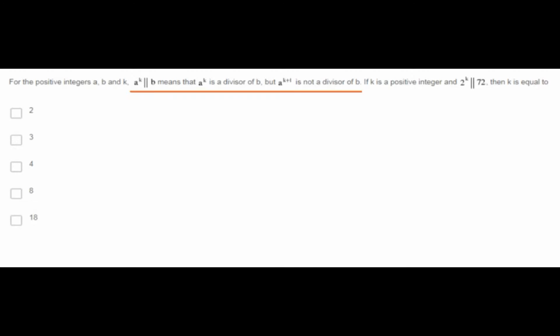So here, according to the rules already given, we know that 2 to the k towards 72 means that 2 to the k is a divisor of 72, but 2 to the k plus 1 is not a divisor of 72. In order to find the value of k, I will start guessing with the choices.